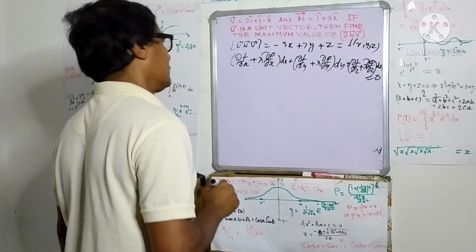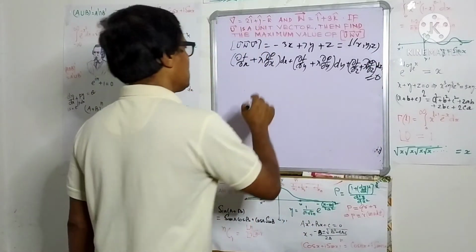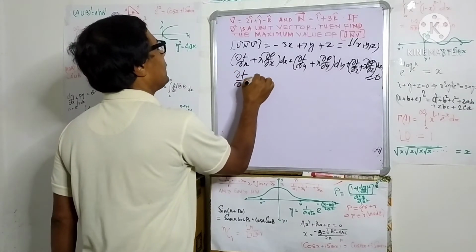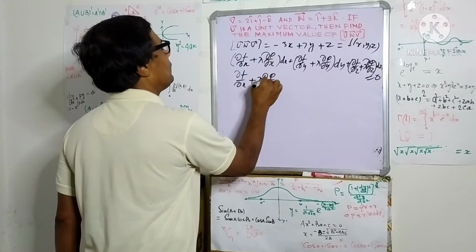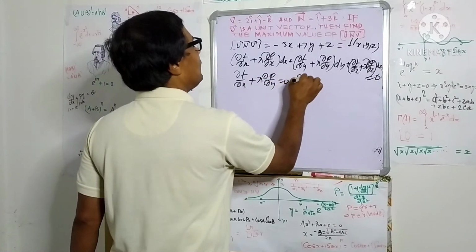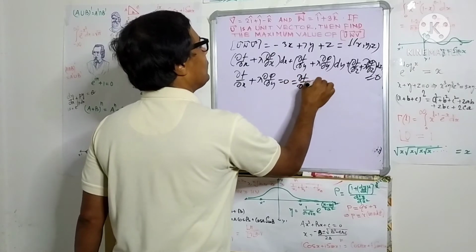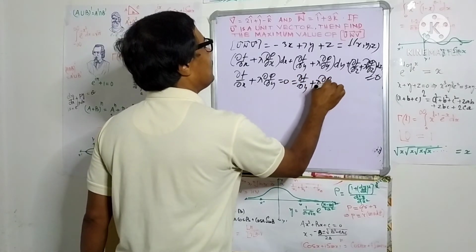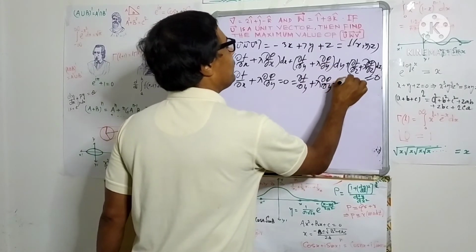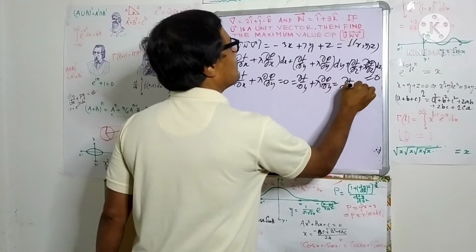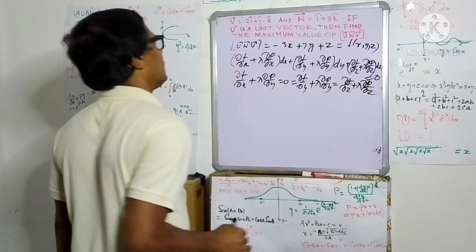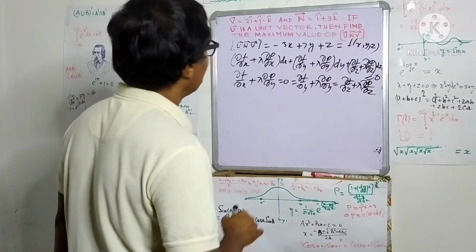dx, dy, dz are linearly independent. So, ∂f/∂x + λ ∂φ/∂x = 0, ∂f/∂y + λ ∂φ/∂y = 0, and ∂f/∂z + λ ∂φ/∂z = 0. These three terms are equal to 0.